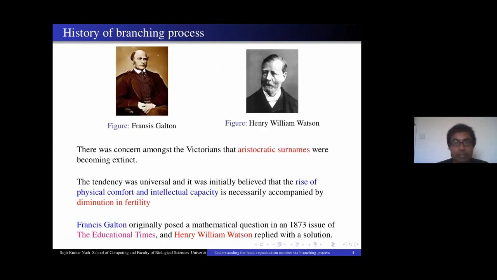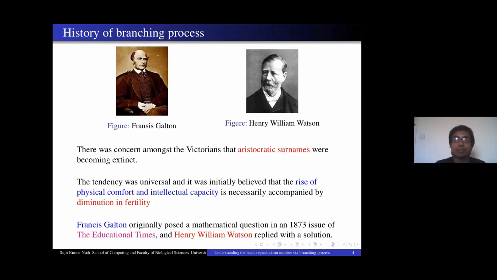Now let me tell you a little bit about the history. In the beginning of the 19th century in England, the Victorians observed that their family names were dying out in society. After a few generations, they could not find anybody who carried their titles or their surnames. They found that aristocratic surnames were gradually dying out.